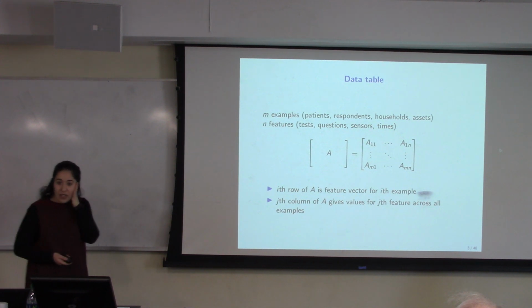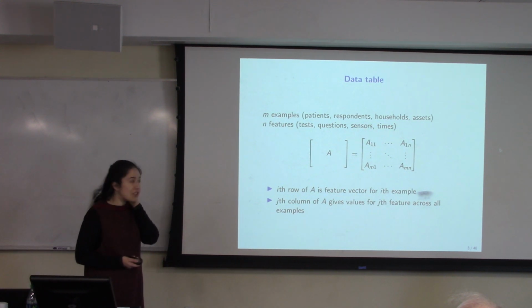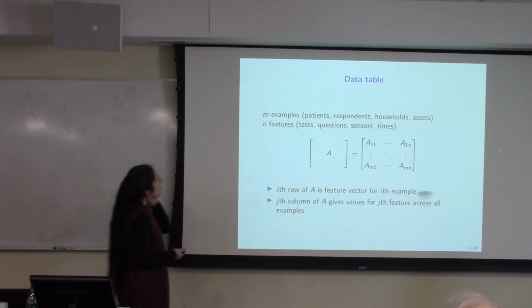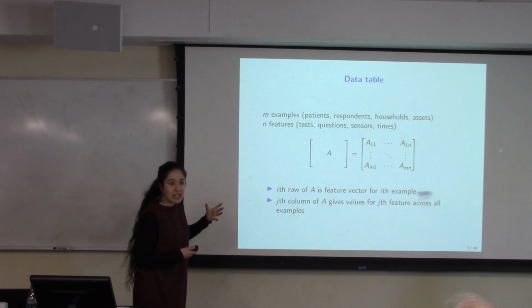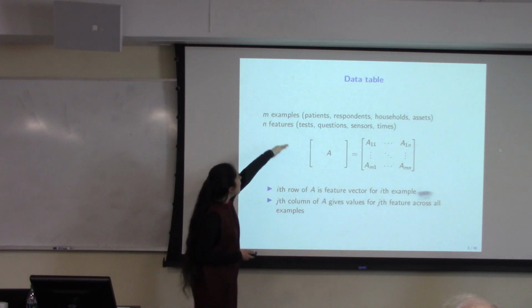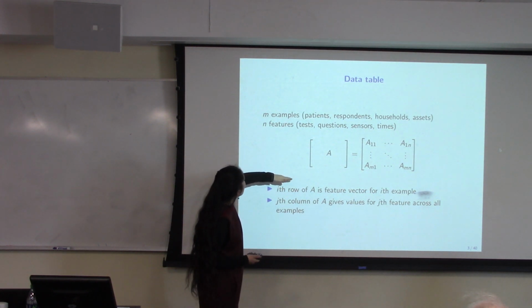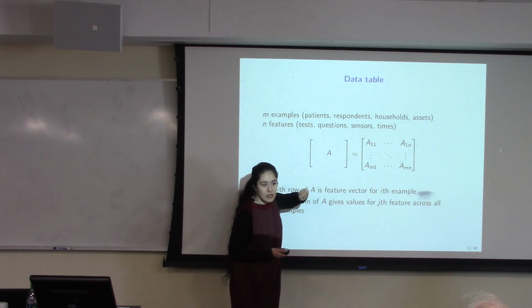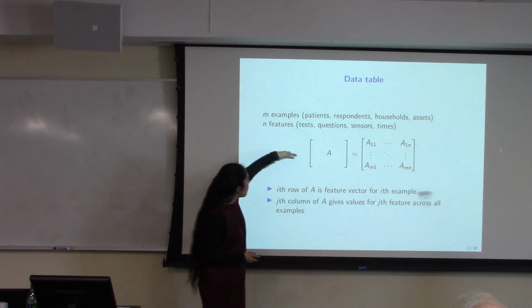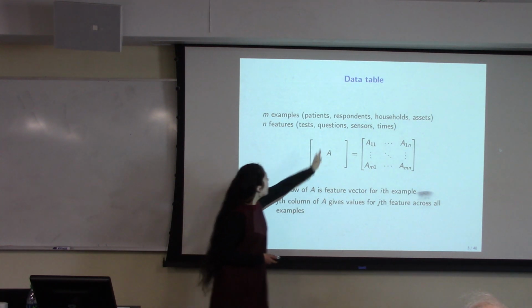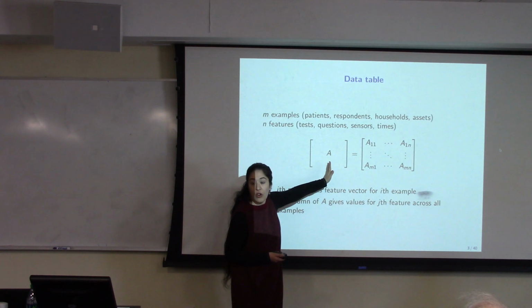First we generalize, because we're mathematicians or applied mathematicians. So more generally, suppose I've got a data table, which I'll call A, that has M rows and N columns. Think of the rows as examples and the columns as features. The ith row is the feature vector for the ith example. The jth column gives the value of the jth feature across all the examples.